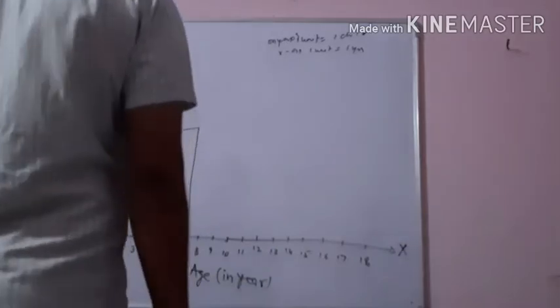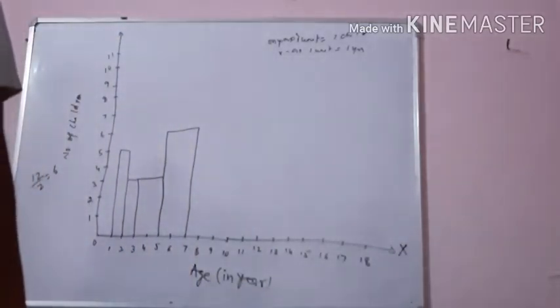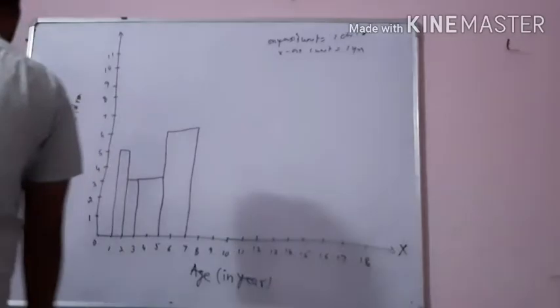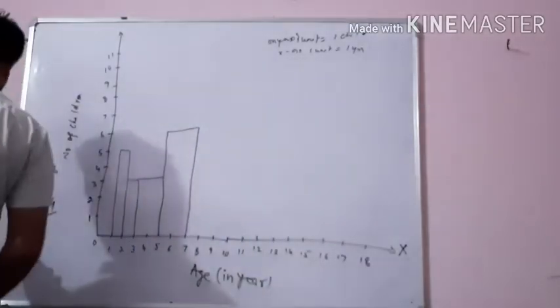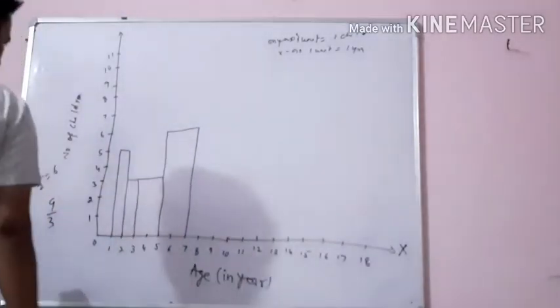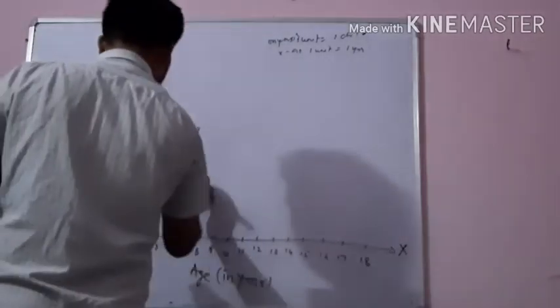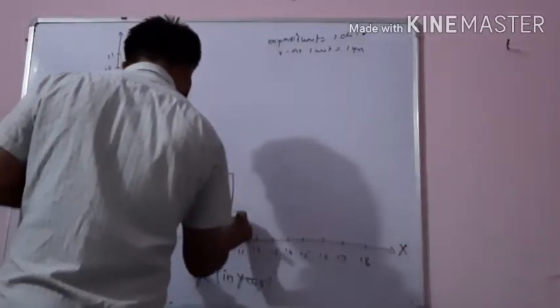Now next group is 7 to 10. The frequency is 9, but what is the width? 3. 9 upon 3, so it will be 3. So here it will come 7 to 10.